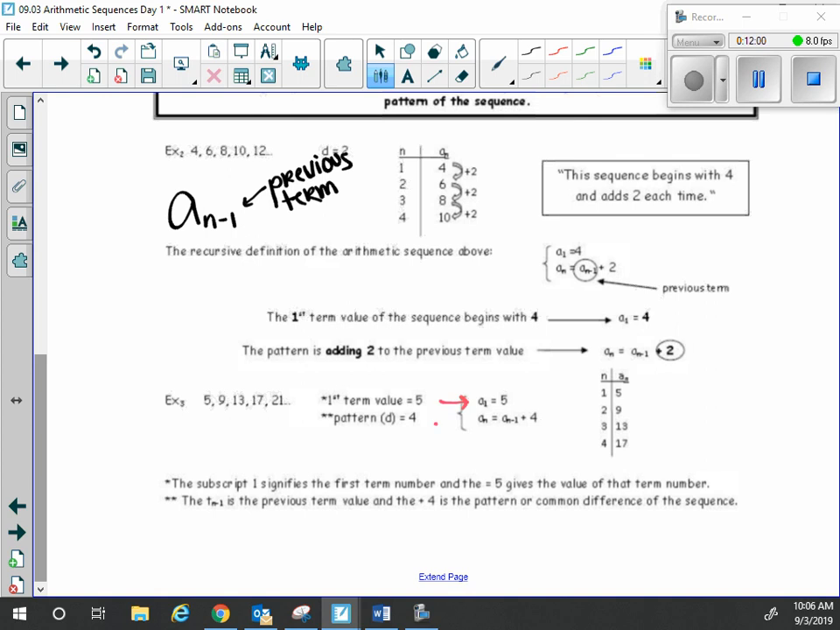The next line tells you what you're adding or subtracting every time. What am I adding or subtracting every time? 4. Adding and subtracting 4 to what? So not to the first term, to the previous term. Okay? So for the second term, yes, you're adding to the first term, but what if I was trying to find the seventh term? What would I be adding to? The 6. So we're always talking about the previous term.